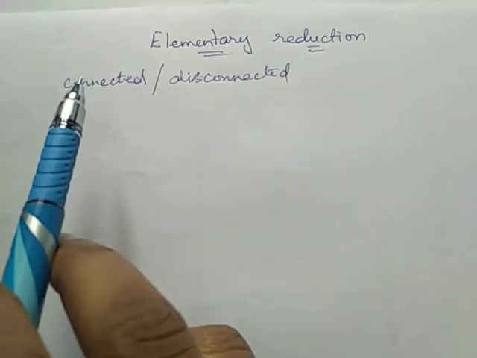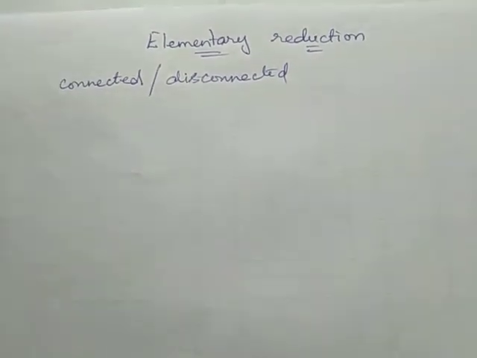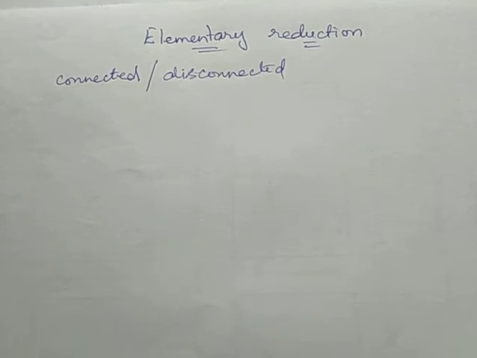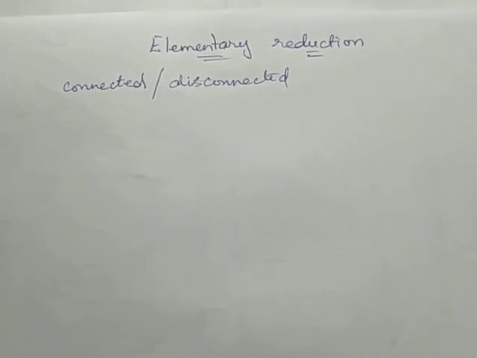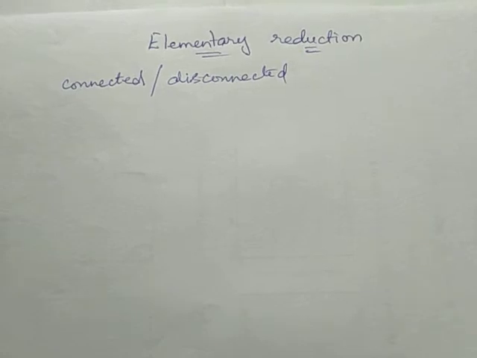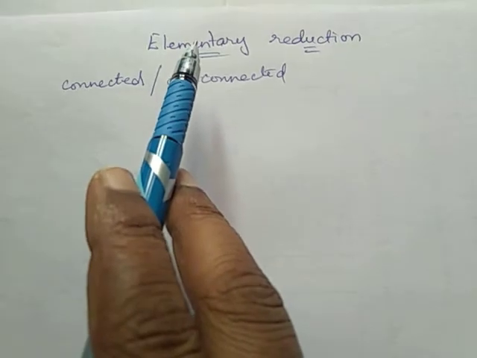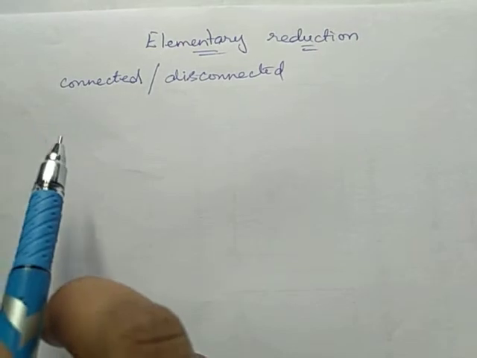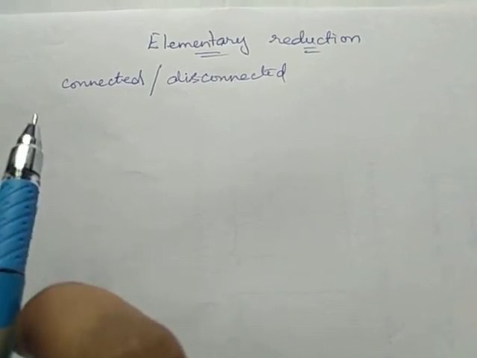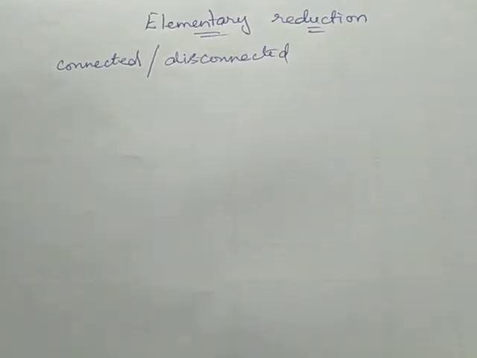In a connected graph, it will have only one component, but in a disconnected graph, it will have many components. Then we have to check each component. Since a disconnected graph is planar only if each component is planar, then only it is a planar graph. Whether it is a connected or disconnected graph, we can apply elementary reduction. In a connected graph, we check whether the graph is a plane graph or not. In a disconnected graph, we check whether all the components are plane graphs or not.